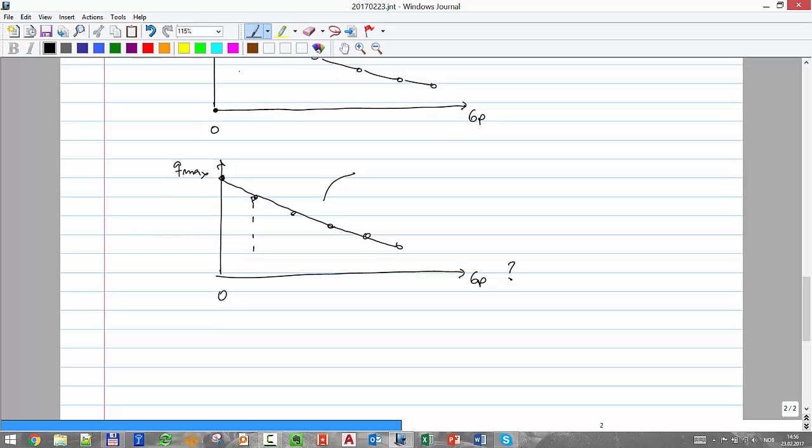So we are going to call that Qmax, remember, per well. Production potential curve.